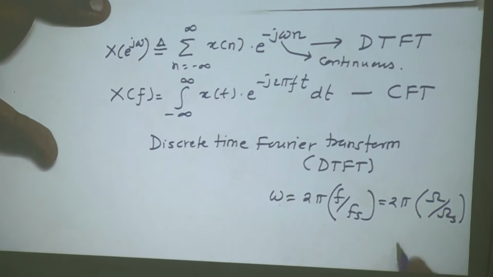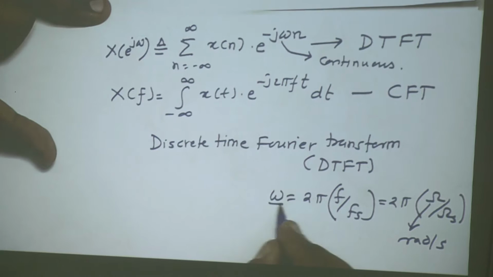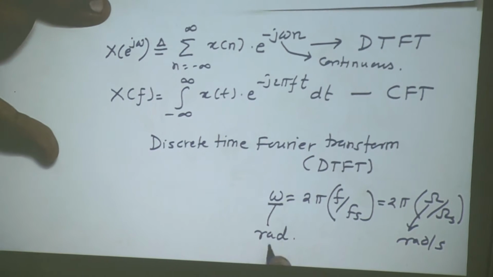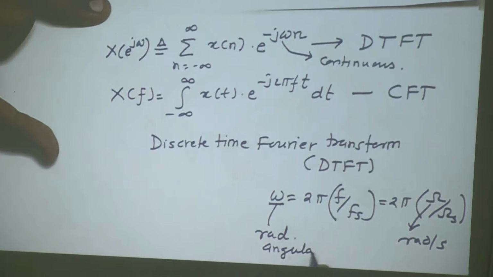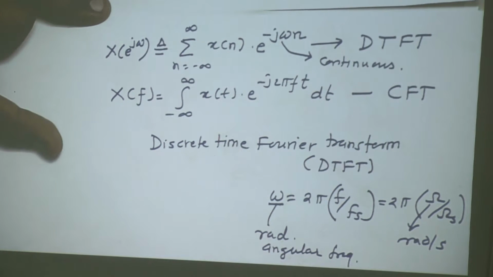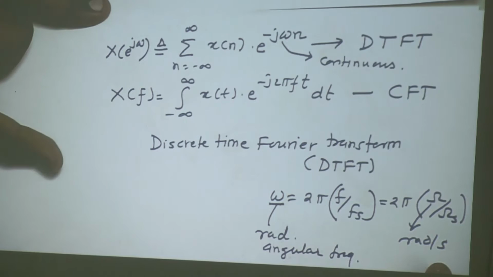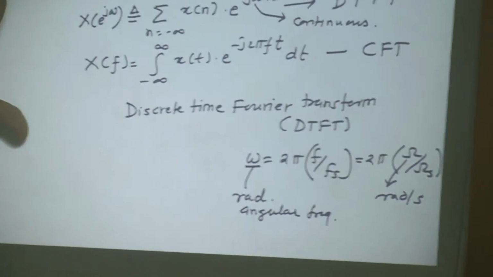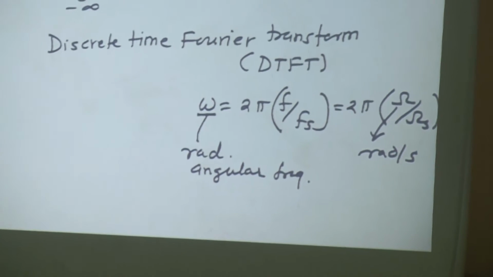Now omega has a unit of radians per second. The unit of omega is radians per second. What is the unit of small omega? Small omega is only radians. This is angular frequency. Omega is an angular frequency, only measured in terms of radians.